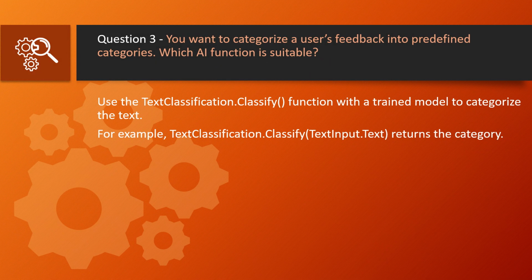You want to categorize user feedback into a predefined category. Which AI function is suitable? Here you need to use the text classification dot classify function, which will categorize on the basis of the trained model. I have given the example here. You just need to write text classification dot classify, pass the control name text input dot text, and it will return the category.